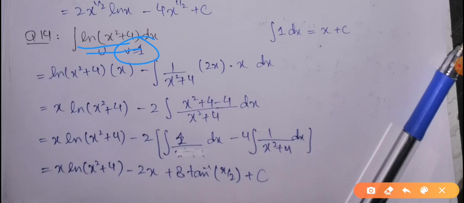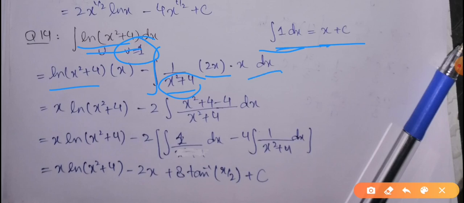be 1. So applying the integration by parts formula, it is going to be u as it is times integral of v, that is integral of 1 with respect to x, which is x, minus integral of the derivative of u. Its derivative is going to be 1 over x square plus 4, and the derivative of the base, that is 2x, into integral of v, that is integral of 1, so x.